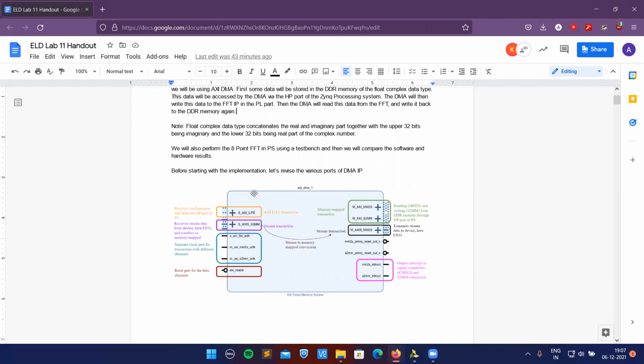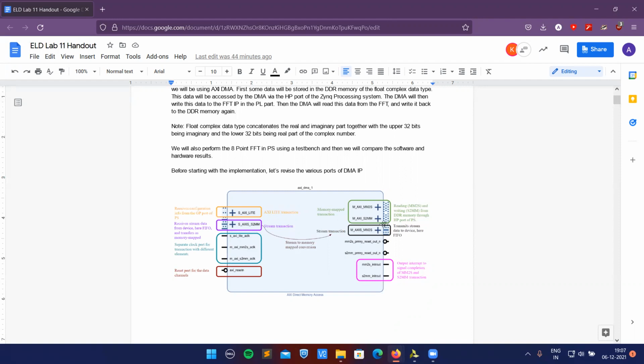Before heading on to the configuration of the FFT, let's revise the AXI DMA IP quickly. This is the AXI DMA IP which we used in the previous lab, and this is the AXI Lite port, which works as the reception for the configuration info from the general purpose port of the processing system. Since this data is not very huge, we are using the GP port instead of the high performance port. Then we have the AXI stream S2MM and AXI stream MM2S ports.